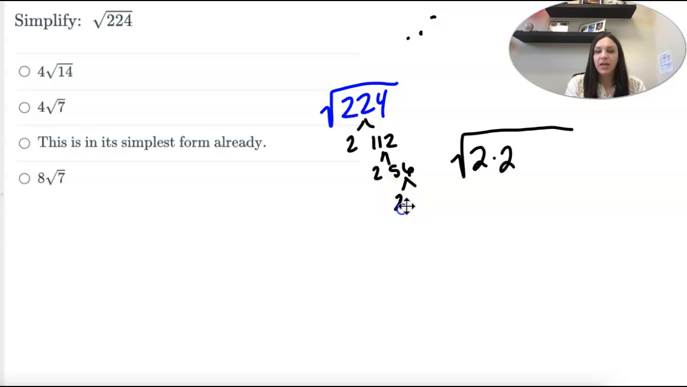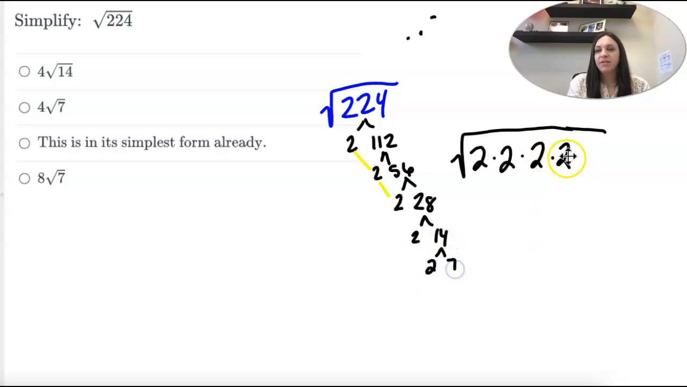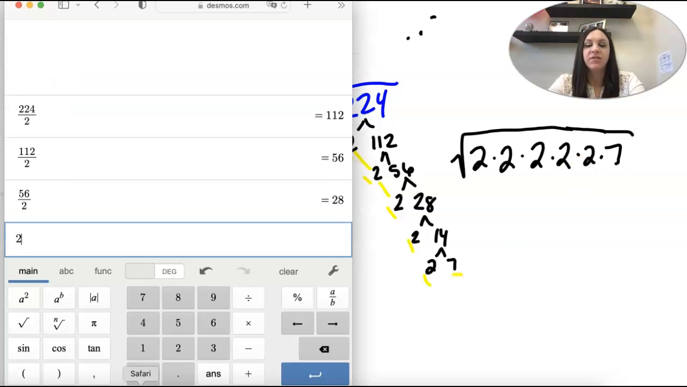2 times 28 is 56. I'm writing out these 2's. That's what these are over here. Okay, so let's keep going. 2 times 14 is 28. 2 times 7 is 14. So I have 1, 2, 3, 4, 5 2's and 1 7. And you can always check and make sure. If I have 5 2's times 1 7, I get 224, right? And that's what we want.